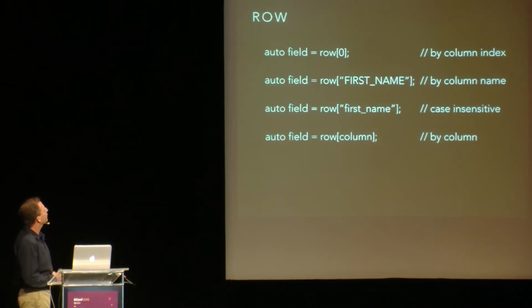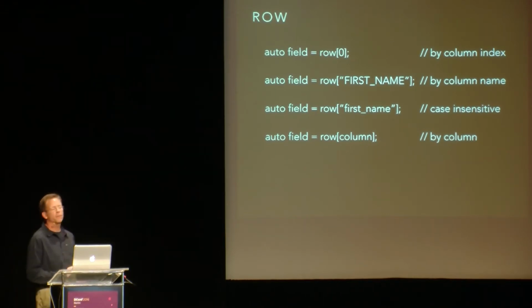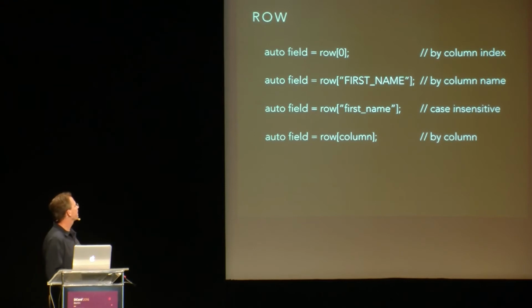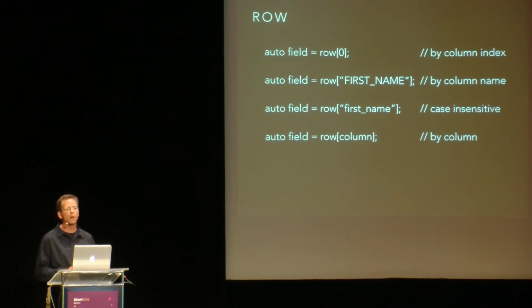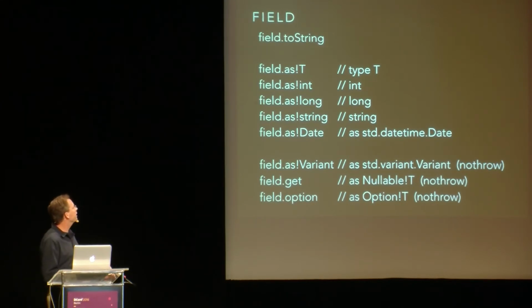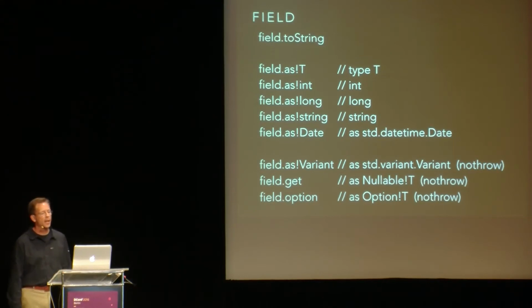So let's see, the row interface, its purpose is to represent the row and provide field access. You can get fields by index, you can get them by a string name. It should be case insensitive because most databases are. And you can index them by the actual column object as a convenience. And then at the bottom of this set of objects you have the field object, and this is where you actually get the values out of this row.